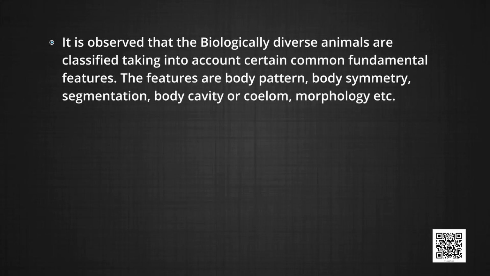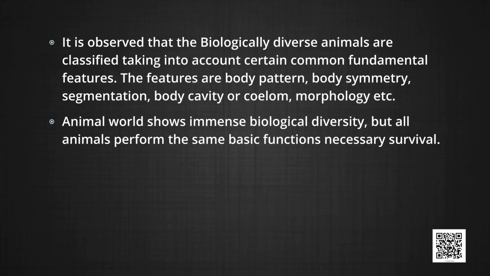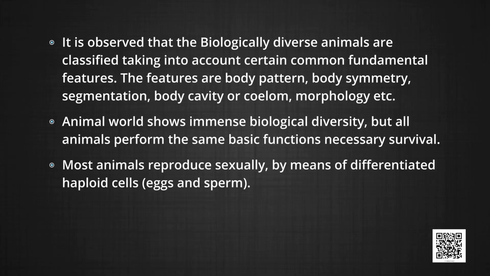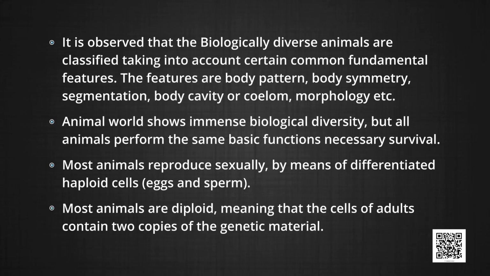It is observed that biologically diverse animals are classified taking into account certain common fundamental features. The features are body pattern, body symmetry, body segmentation, body cavity or coelom, morphology, etc. The animal world shows immense biological diversity, but all animals perform the same basic functions necessary for survival. Most animals reproduce sexually by means of differentiated haploid cells, eggs and sperms. Most animals are diploid, meaning that the cells of adults contain two copies of genetic material. Sexual reproduction occurs by gamete formation in specialized organs called gonads.